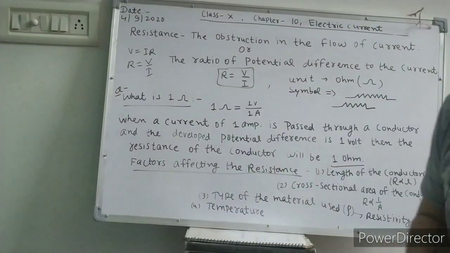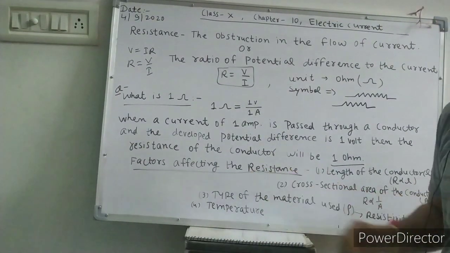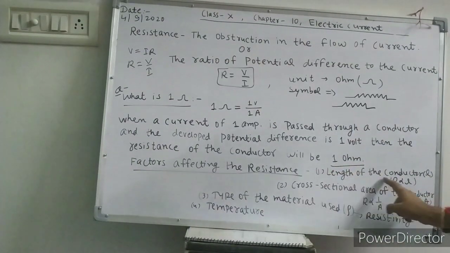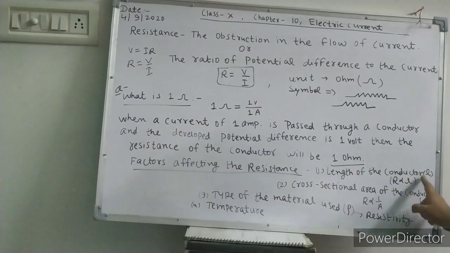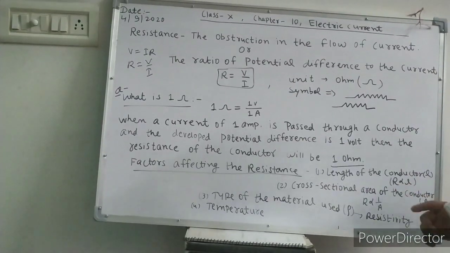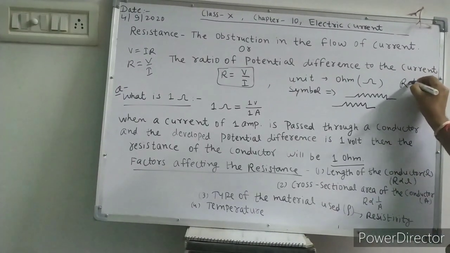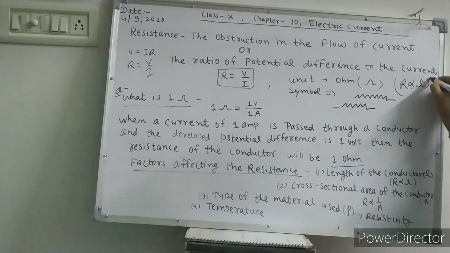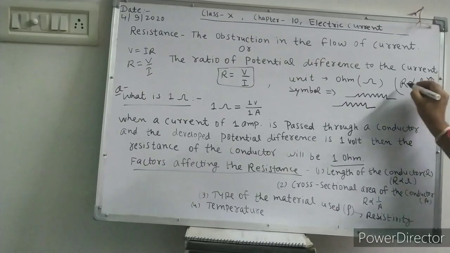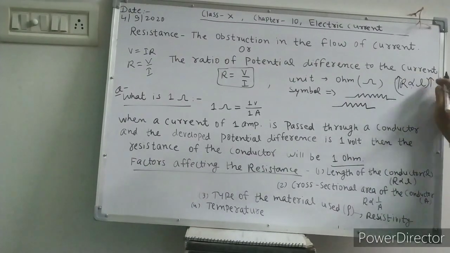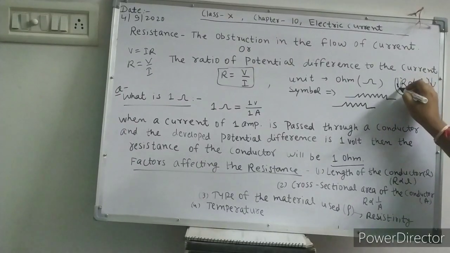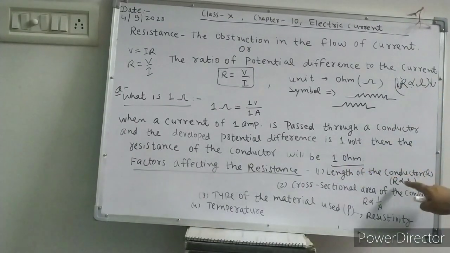Now what are the different factors which affect the resistance? There are 4 factors. First is the length of the conductor. R is proportional to L. This is the proportional sign. If the length of the conductor increases, then resistance will increase. If the length decreases, then resistance will decrease.